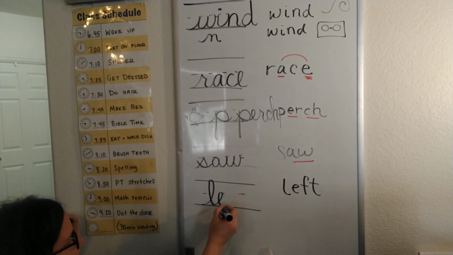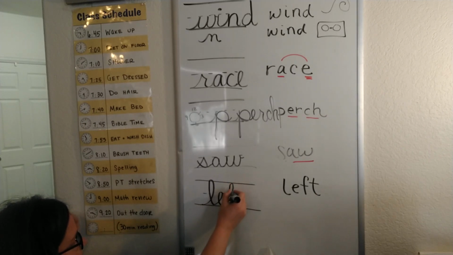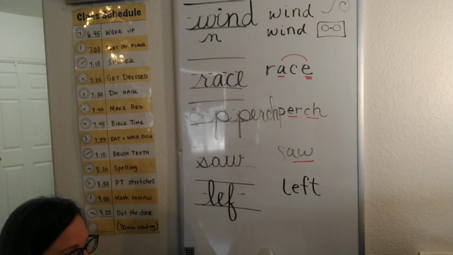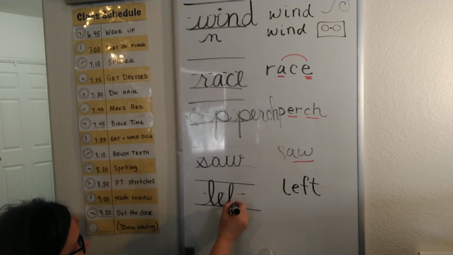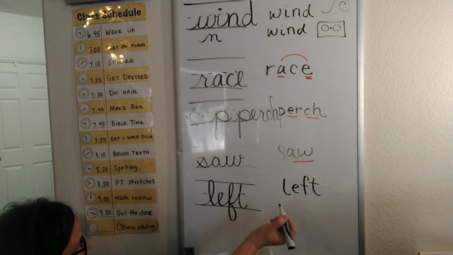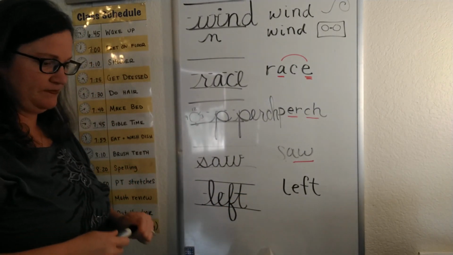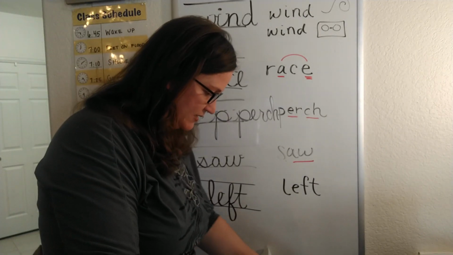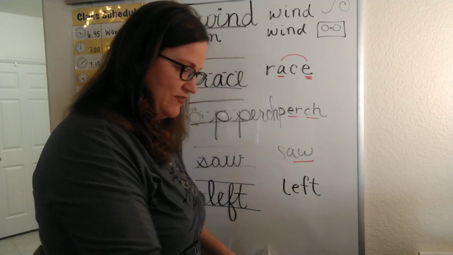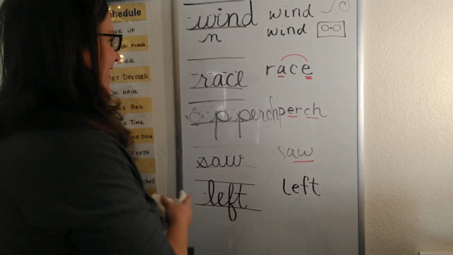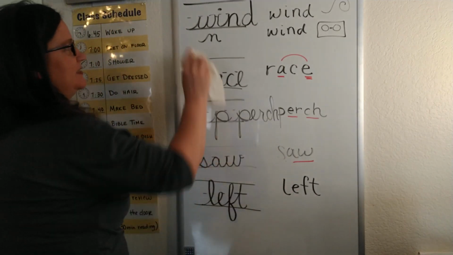F is also a loop letter, up to the top, down underneath, and connect at the baseline. T is an uphill letter, up to the top, down to baseline, pick up your pencil, and cross the T. Left. You guys are doing great. We've got 1, 2, 3, 4, 5 left. Got that? Left.